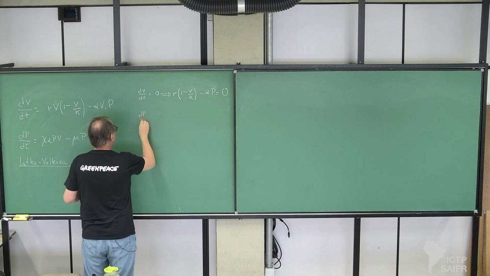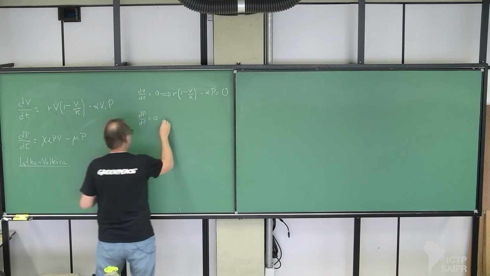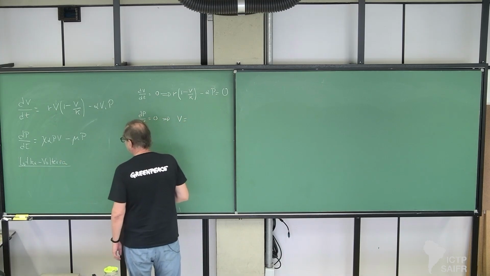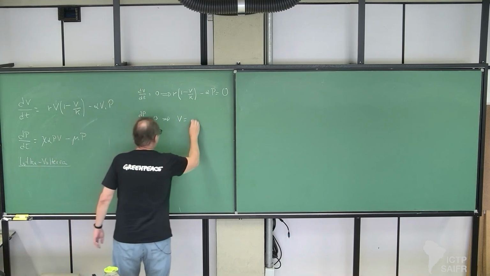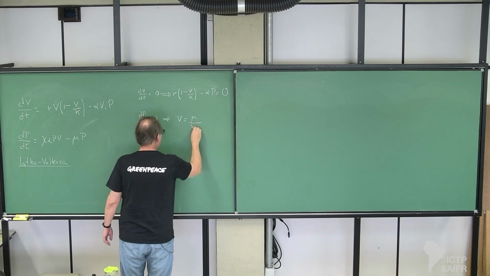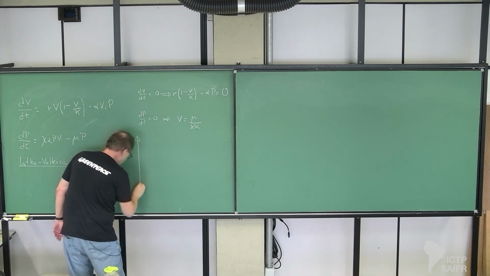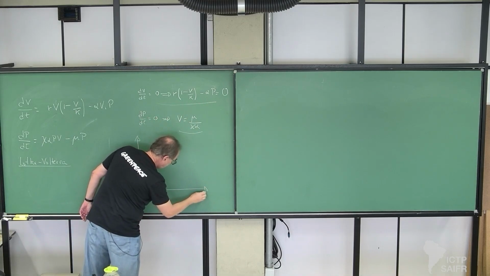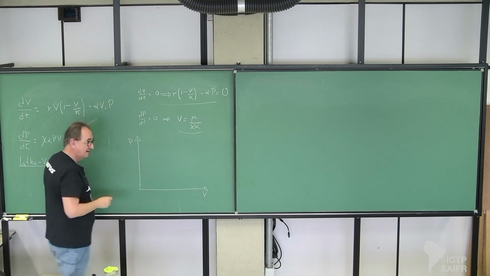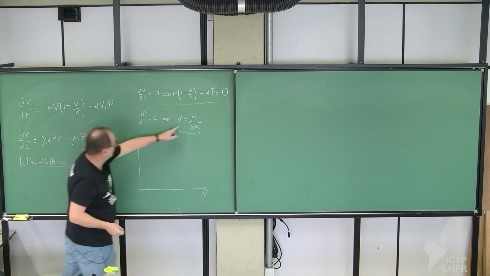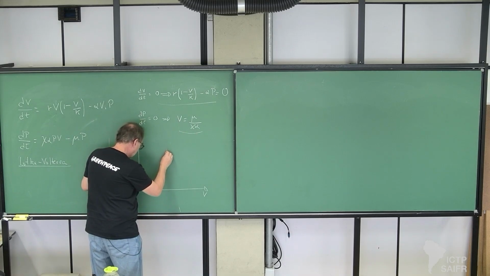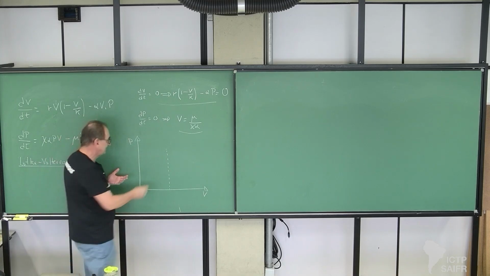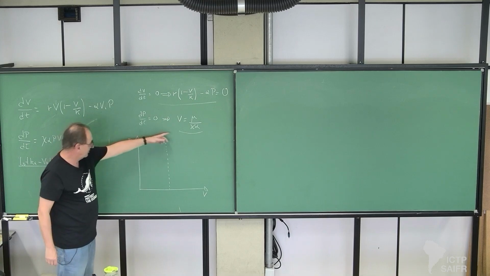dP/dt equal to 0 gives you just that V is equal to mu over chi alpha. And if I now plot this and this here, I will have here V, here P, and V equal to mu over chi alpha. It's just the same line we had before. Exactly the same. Okay? This is a constant value of V.